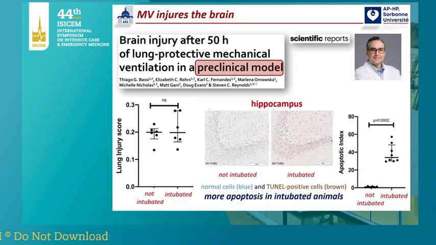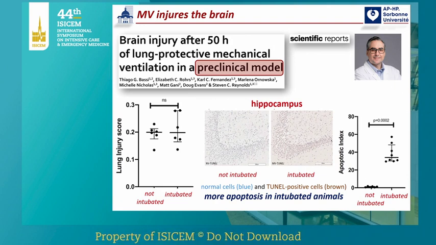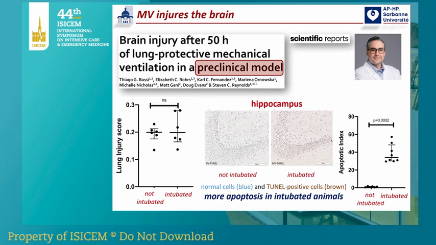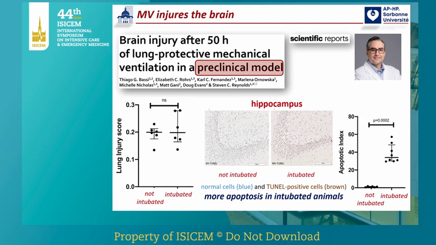So you see on the left side of the slide, the lung injury score that is quite low. If you remember the previous study with a lung injury score as high as 10, here it's very, very low because lung protective ventilation does work, so the lungs are not affected by mechanical ventilation. But again, if we look at the brain, and here is the hippocampus, you see that there is a difference between the animals that were not intubated and not mechanically ventilated and the animals that were intubated. There was more apoptosis in intubated animals, and you can see also on the right side of the slide a higher index of apoptosis in the group of animals that were exposed to mechanical ventilation.